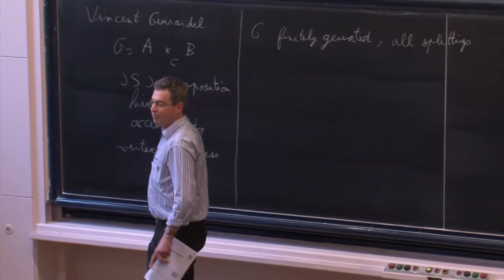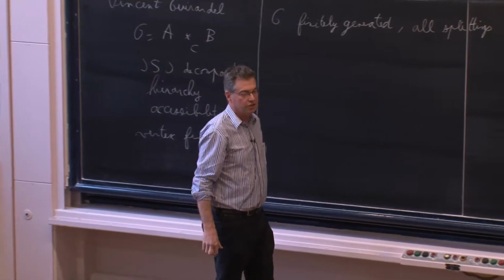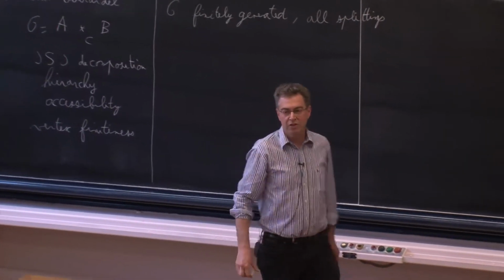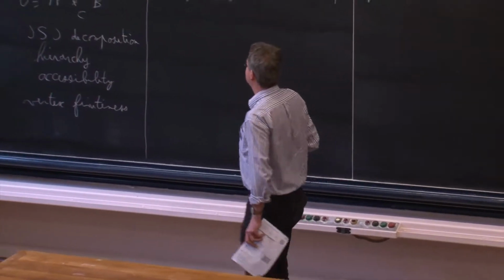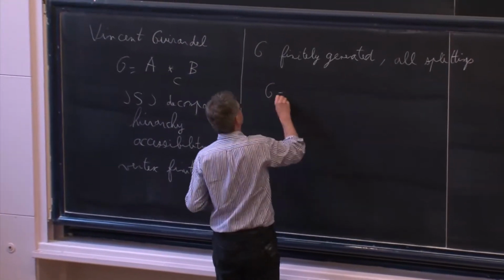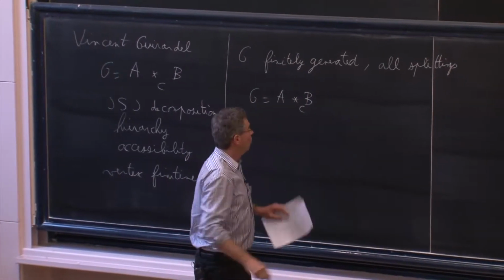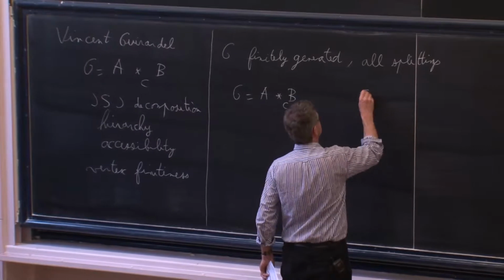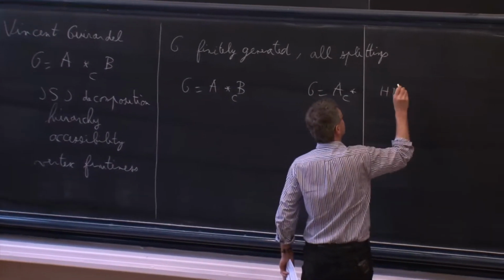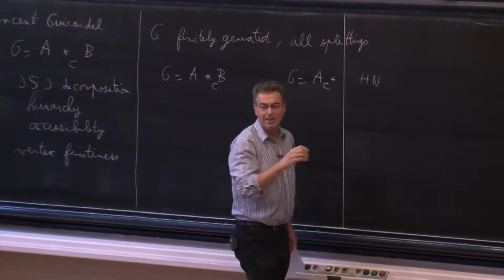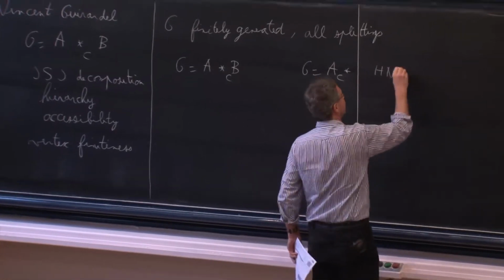And when I say splitting, you may understand either a general decomposition of the group as a fundamental group of a graph of groups, or much more simply, writing G as an amalgam, G is A star B over C, or an HNN extension, G equals A star over C. So I'm confused. I don't know how to write HNN anymore after Laurent Bartholdi's talk, but I'll just stick to HNN extension.